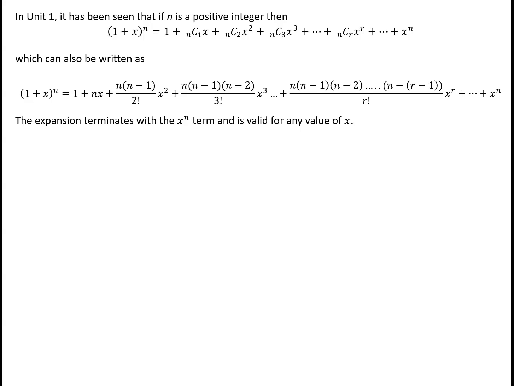You'll also have observed that nC1 is the same thing as just n, nC2 is the same thing as n times (n minus 1) over 2 factorial, that nC3 is n times (n minus 1) times (n minus 2) over 3 factorial, and so on. And as we said, when n is a positive integer, the expansion terminates with the x^n term, and the expansion is valid for any value of x.